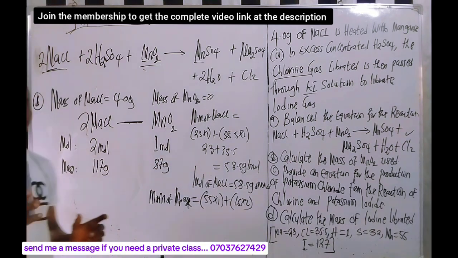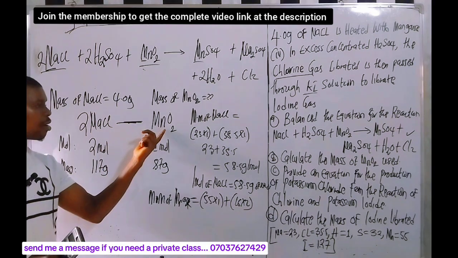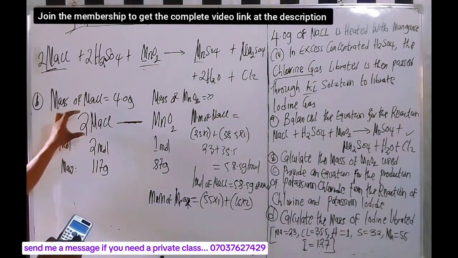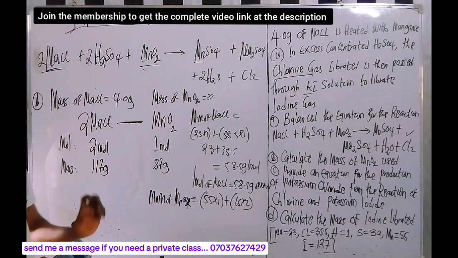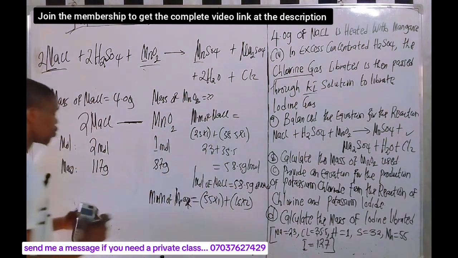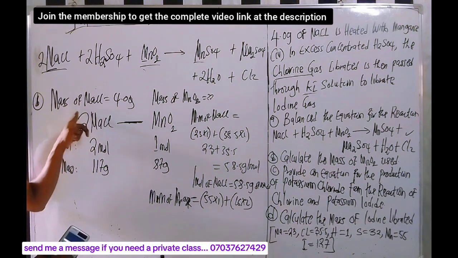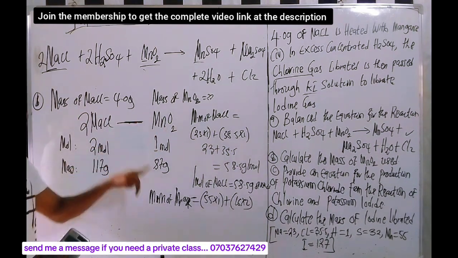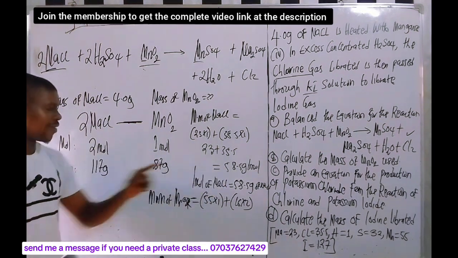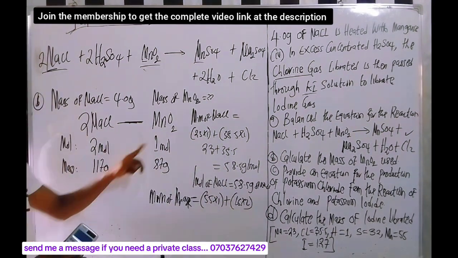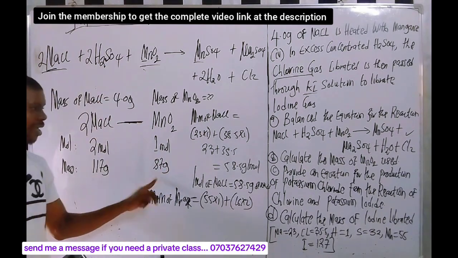So what I want you to understand is that in order to get the mass, we get the mole and then the mass. To get the mass is very easy: the molar mass times the number of moles. The molar mass of sodium chloride is 58.5 times 2, that's how we got this one. The molar mass of this one is 87 times 1, that's how we got this one.